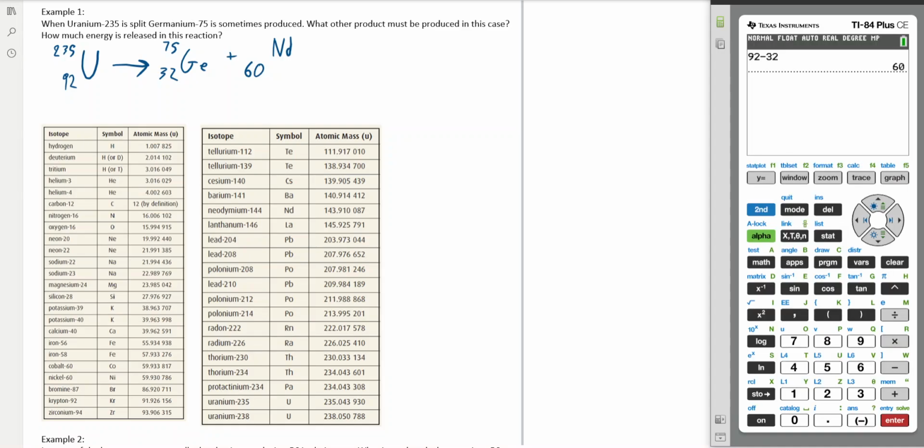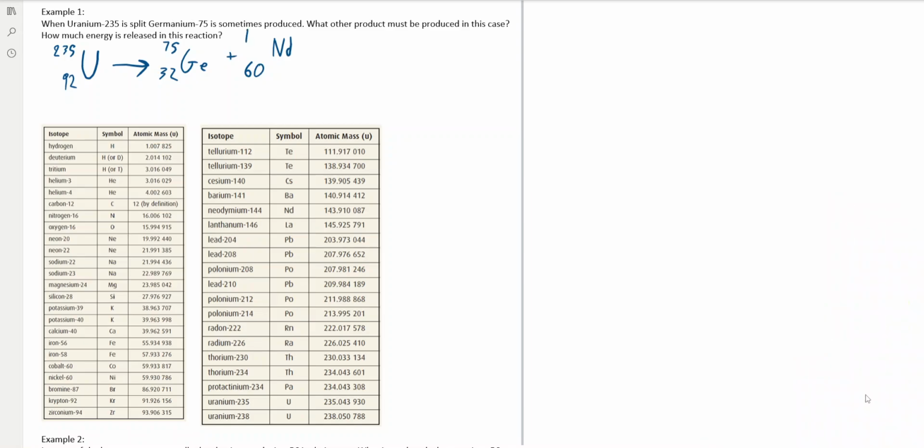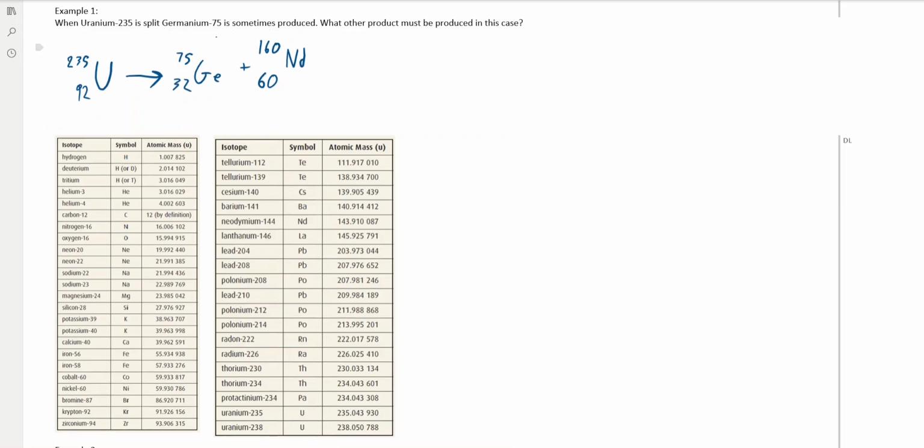Okay, and we're going to do the same thing with the mass number, so 235 minus 75, and we get 160, which is too high for neodymium, but that's okay. Those are the two options. Let's see here. All right, so I just thought about it a little bit longer, and this doesn't really make a lot of sense. And you won't be able to find the energy released because you don't have enough data.